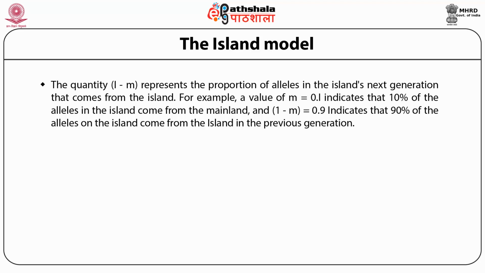Because our model only involves gene flow from mainland to the island, there is no gene flow from the island to the mainland. This means that the mainland allele frequency P stays the same from one generation to the next. In order to calculate allele frequency on the island in the next generation, we have to multiply the proportion of alleles from island and mainland by the respective allele frequencies.